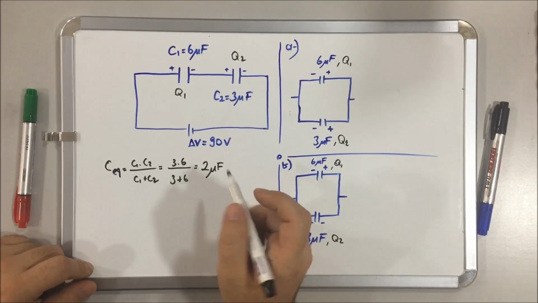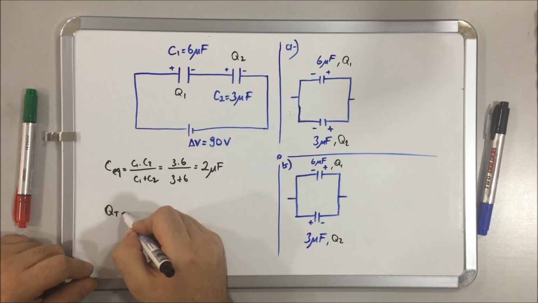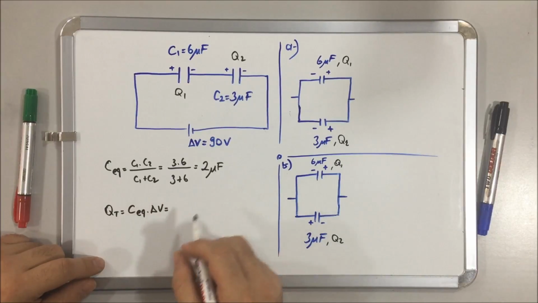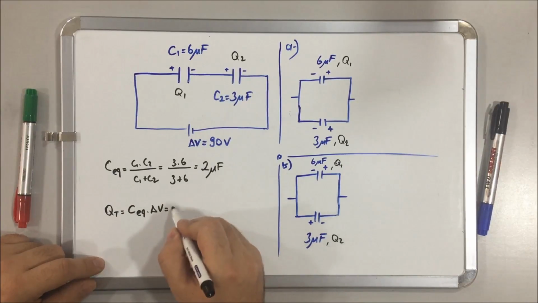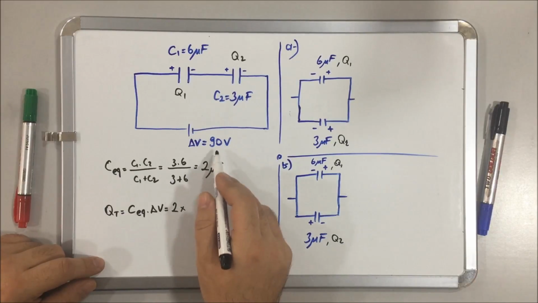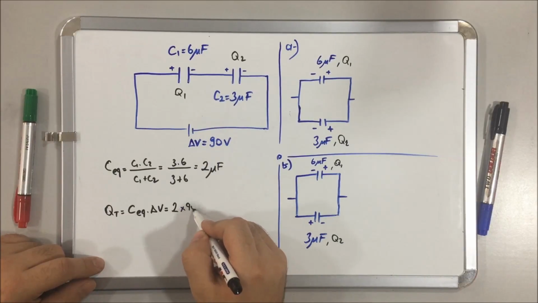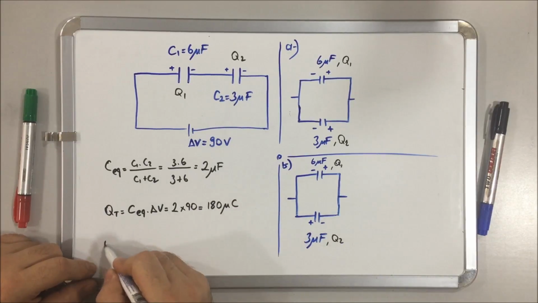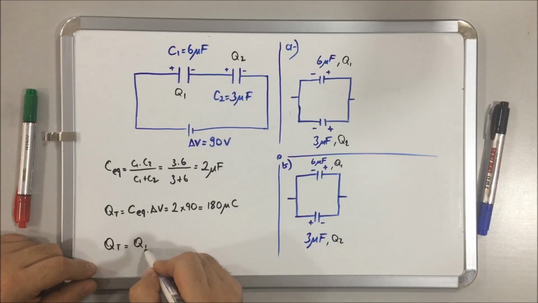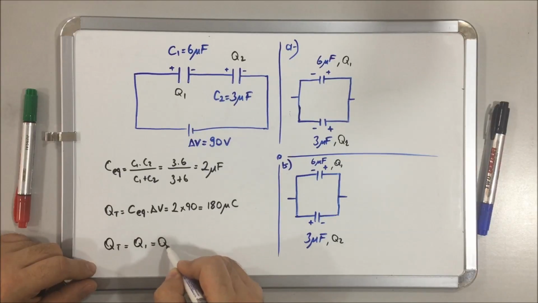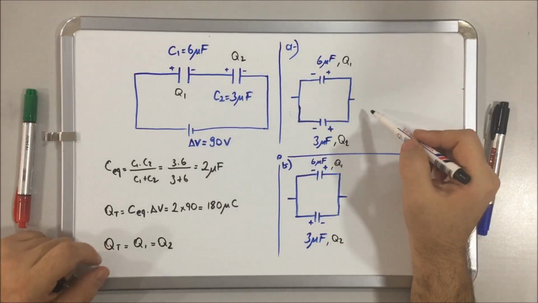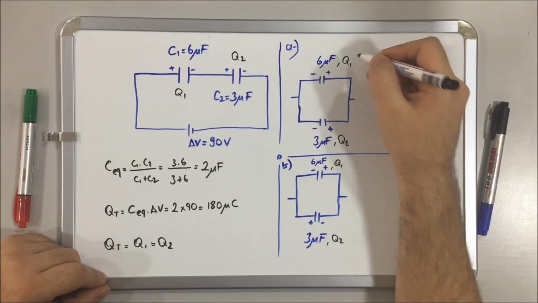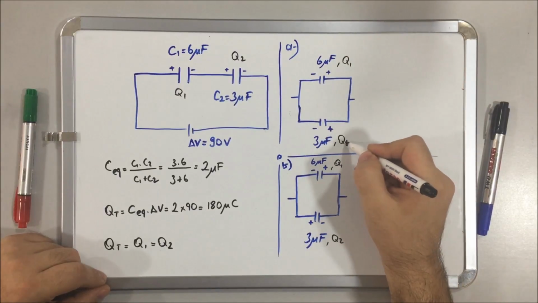microfarad. And what about the charge? Q total is C equivalent times delta V. C equivalent is 2 microfarad times delta V, which is 90, so it will be 180 microcoulomb. Q total is equal to Q1, which is equal to Q2. Now let's check the question. Each has charge initially 180 microcoulomb, 180 microcoulomb.